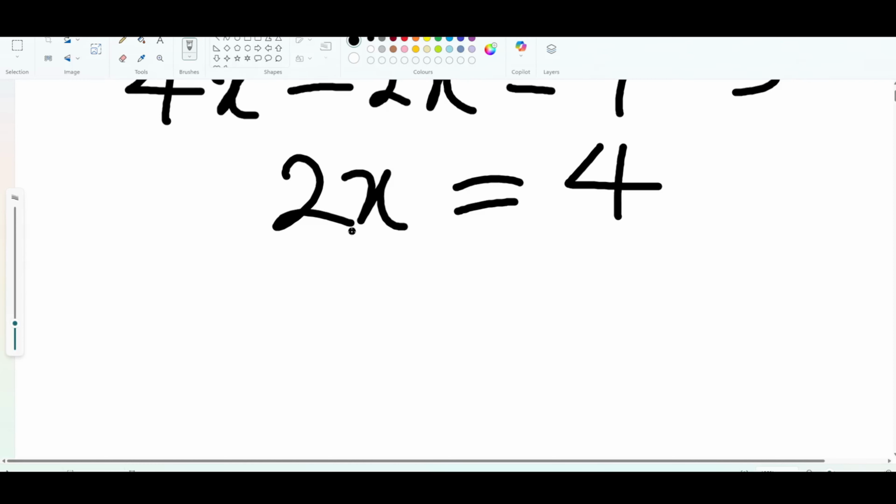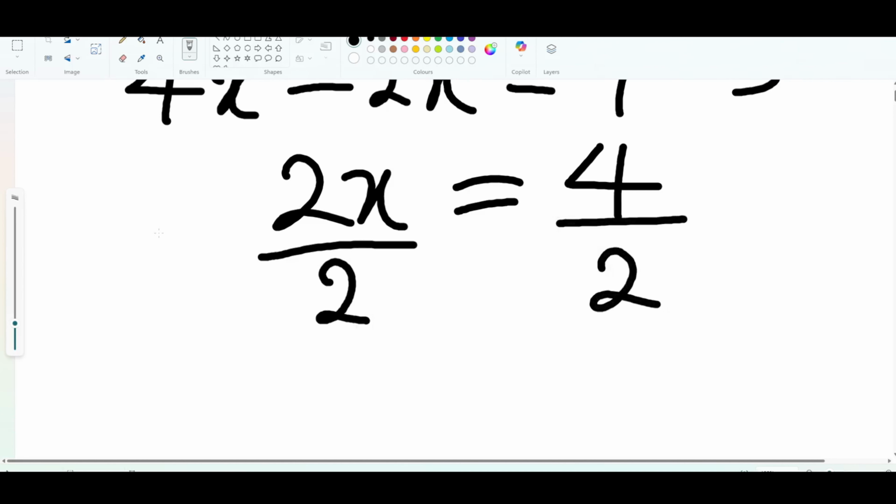To be able to do that, whenever we see a coefficient attached to the variable, we do what is called division. To take that 2 out, we need to divide both sides by this coefficient so that the coefficient will be reduced to 1. So we say divide both sides by 2, because whatever we do to the left hand side must be done to the right hand side.